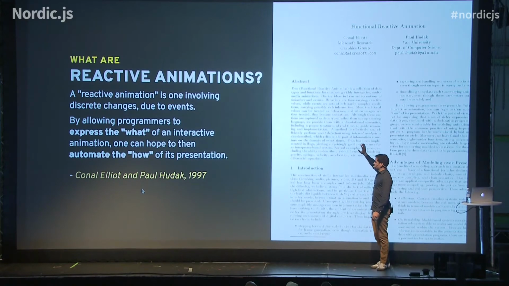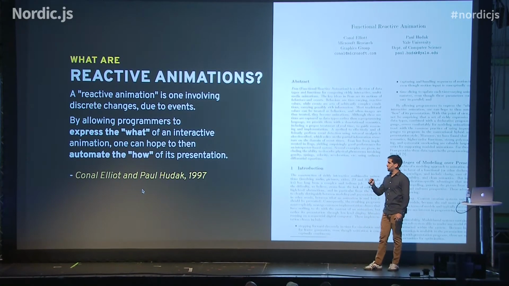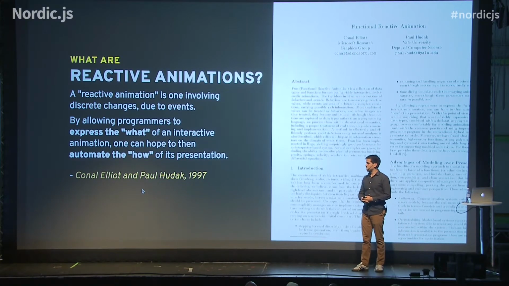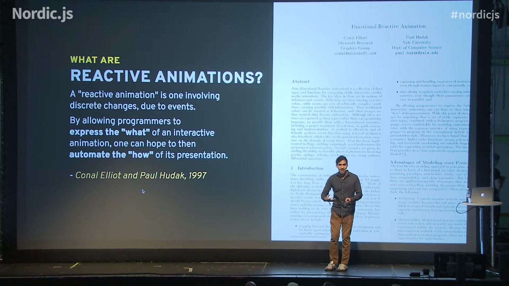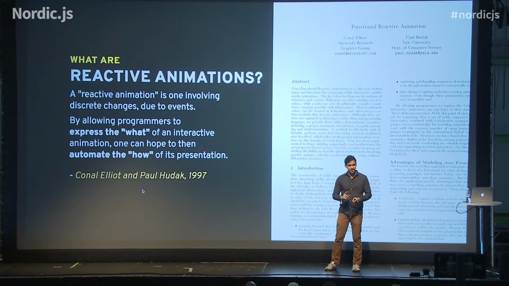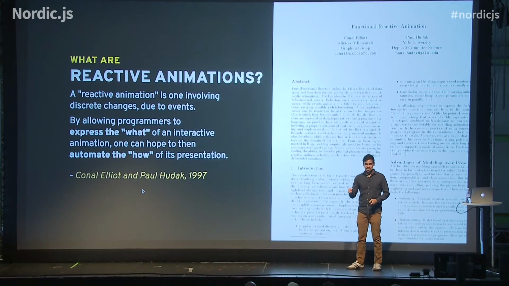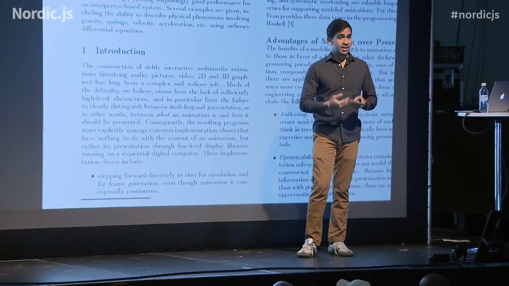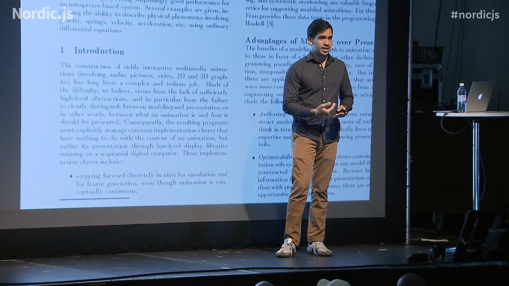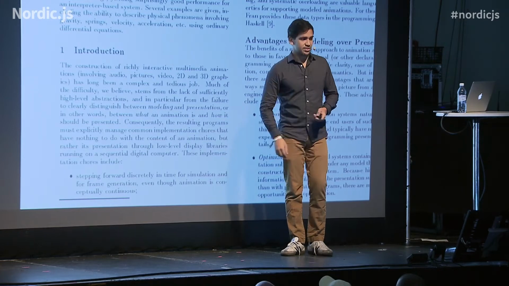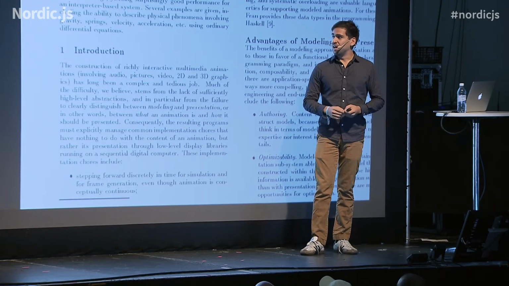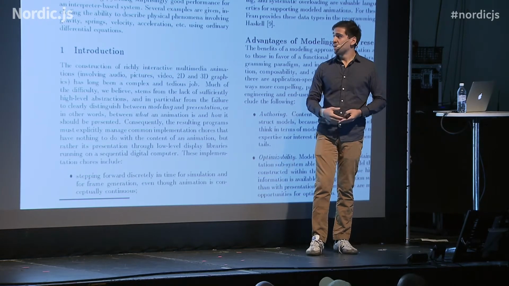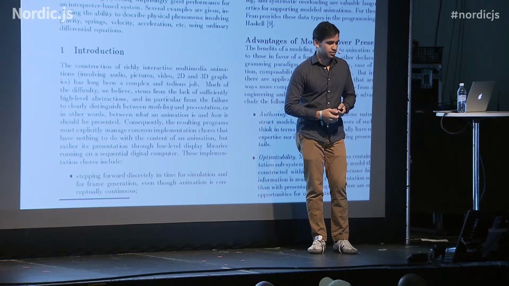But one of the useful things said in this paper was that by allowing programmers to express the what of an animation, one can hope to automate the how. And so you might be thinking, this is declarative, and that's true. This original paper discussed ideas of creating declarative, reactive, and functional animations. He called it FRAN. FRAN was the basis for RxJS and ReactiveX and all of these other concepts of functional reactive programming.